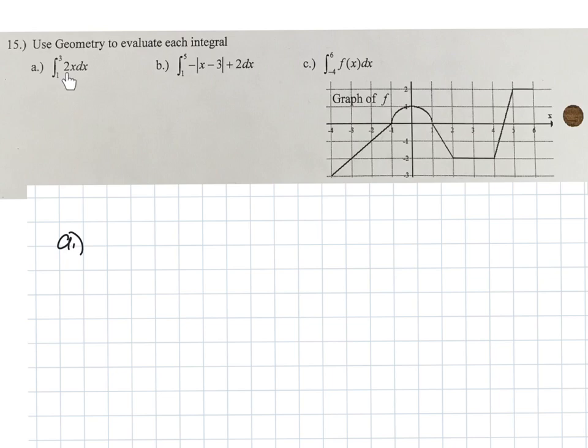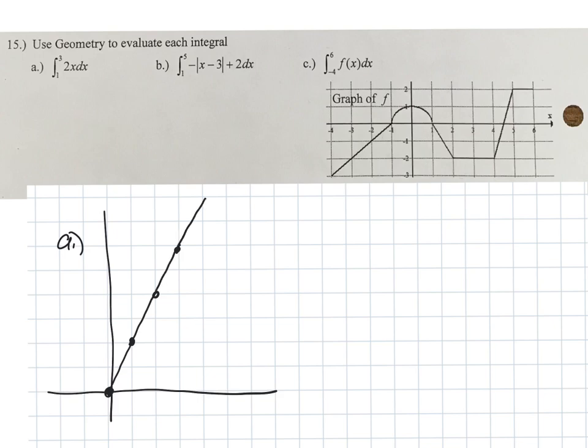So this function 2x, it's a linear function. It's a line that has a slope of 2 and a y-intercept of 0. So it might look something like this, and we need to evaluate it from 1 to 3. So y-intercept of 0 and then a slope of 2. Okay, so the line looks something like this. And then we want to evaluate it from 1 to 3. Let me give it a left bound and a right bound.